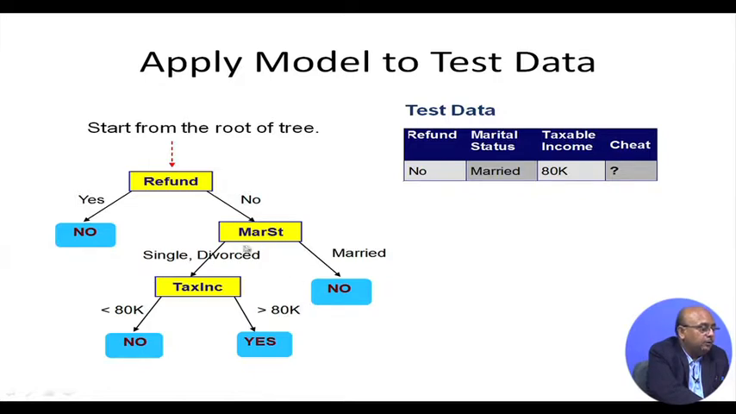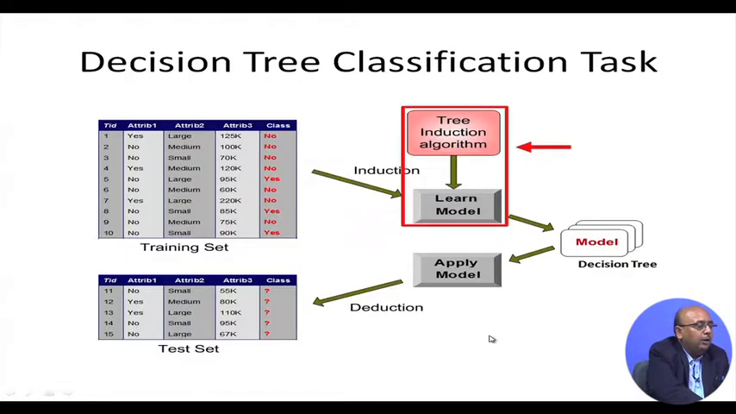So see how the tree has been made. Based on that you can take a decision whether this person is going to cheat or not. So the likelihood is that this person is not going to cheat. Now how is this data going to fit into this?